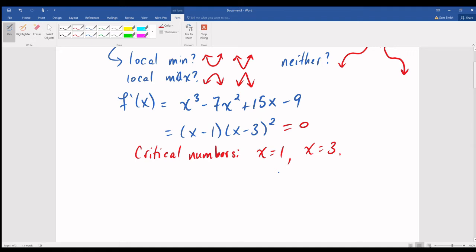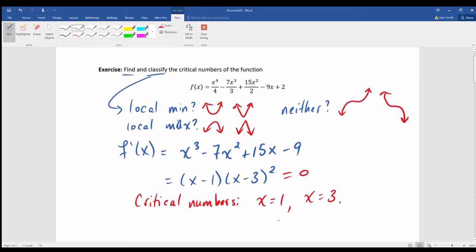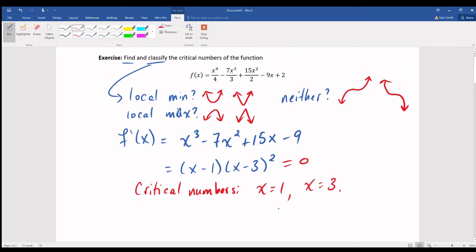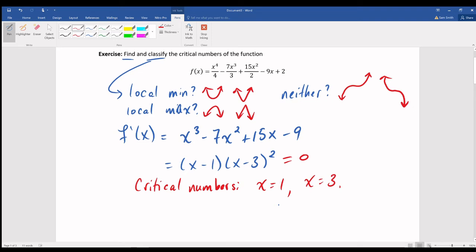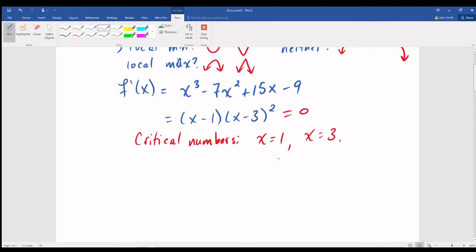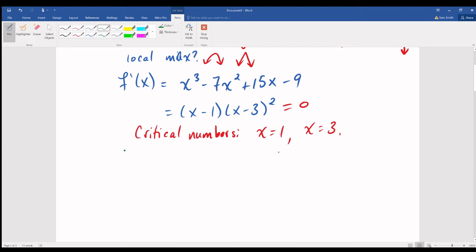Now, when it comes to classifying these critical numbers, there are typically two tools which are used to do that, which can be really fast once you get into the habit of using them. And that's the first and second derivative test. Now, despite the name, I find that students tend to gravitate more toward using the second derivative test first. And the idea behind the second derivative test is this.